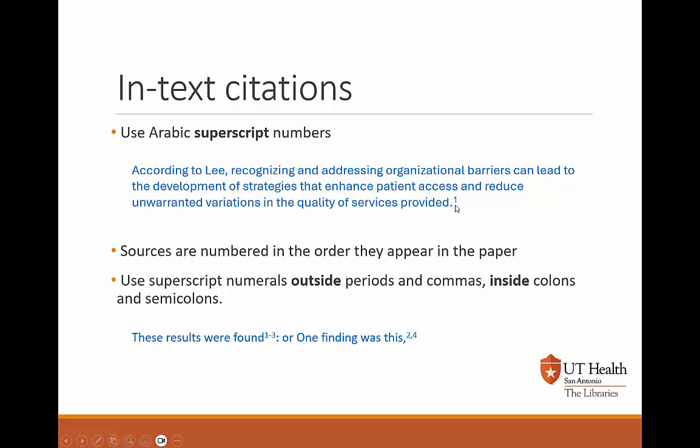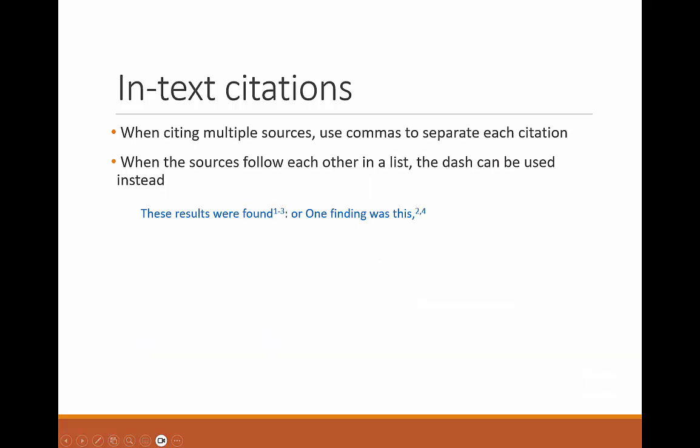So in this example, the 1 is outside the period. It's outside a comma here, and it's inside the colon in this example. When citing multiple sources, use commas to separate each citation. You can see that example here. And when the sources follow each other in a list, you can use the dash or hyphen in between as long as it's a consecutive number.